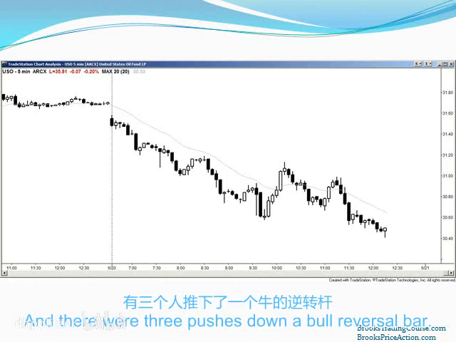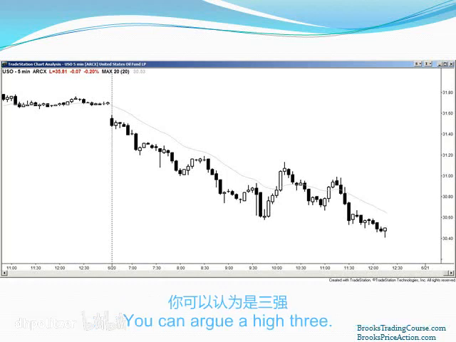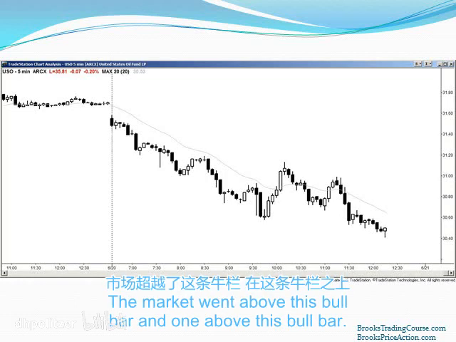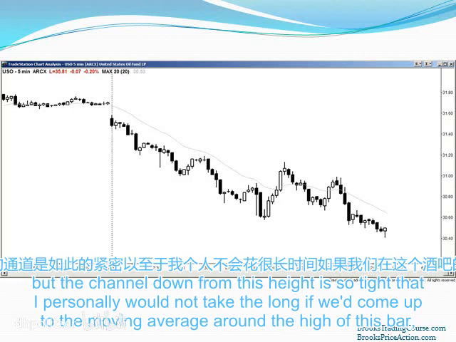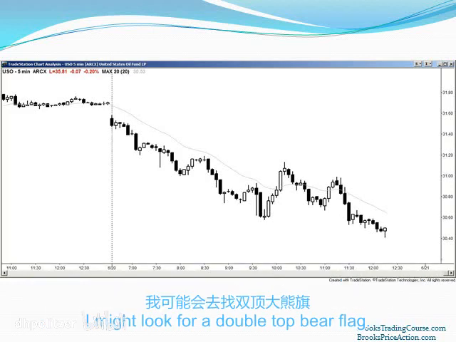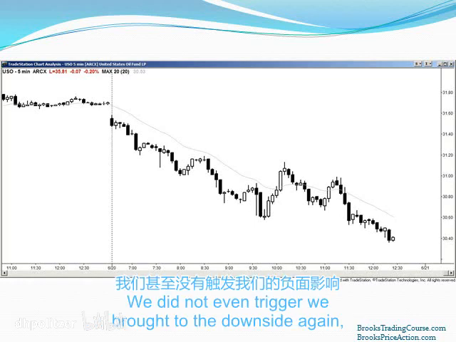And there were 3 pushes down, a bull reversal bar. You can argue a high 3. The market went above this bull bar and went above this bull bar. Maybe it's a long above this bar, but the channel down from this high is so tight that I personally would not take the long. If we come up to the moving average around the high of this bar, I might look for a double top bear flag short. We did not even trigger.